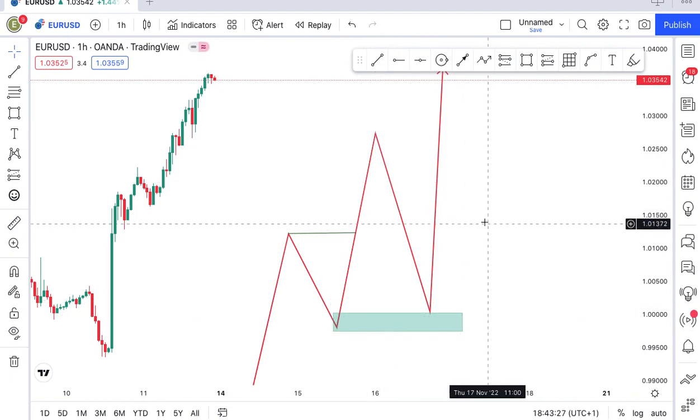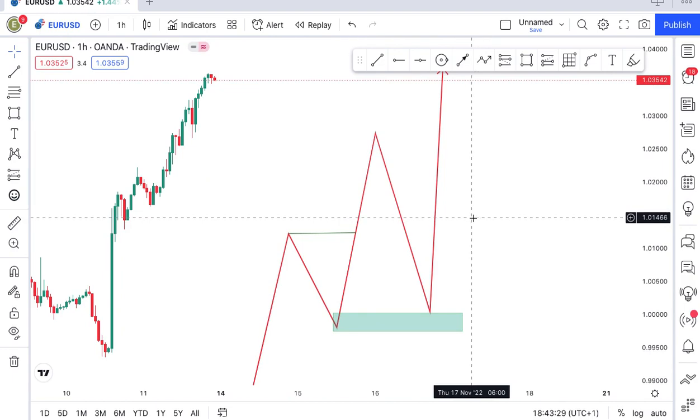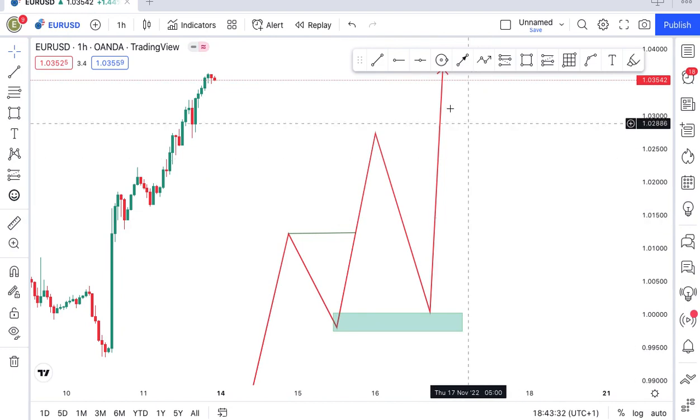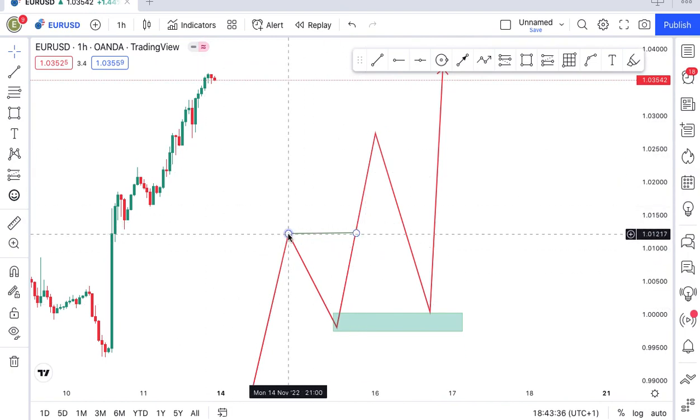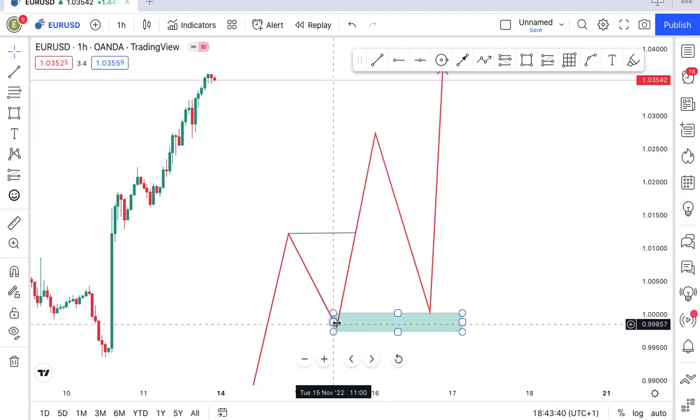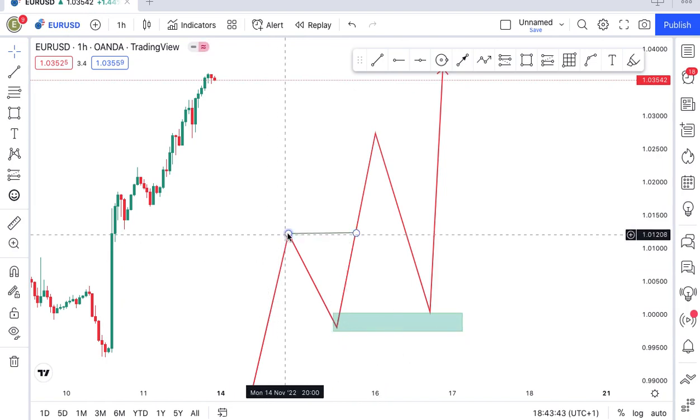How do you identify your real order block from the fake one? It must always break structure. That's your number one thing. Your order block must break structure. For it to be a valid order block, it must break structure.